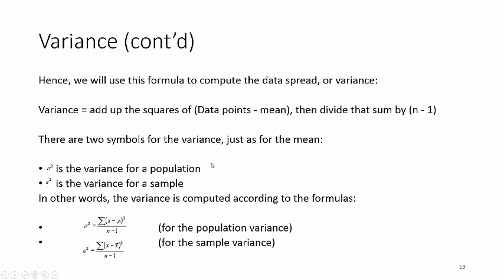So there are two symbols for the variance, just as for the mean. Sigma squared is the variance for a population, and S squared is the variance for a sample. It's very similar to what we have mentioned in previous slides. So in other words, the variance is computed according to these formulas. Mu is the population mean, and X bar is the sample mean. So the formula is like this.